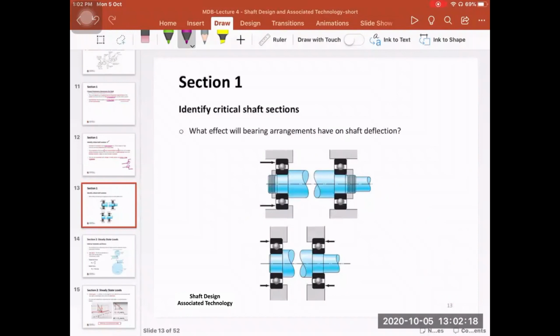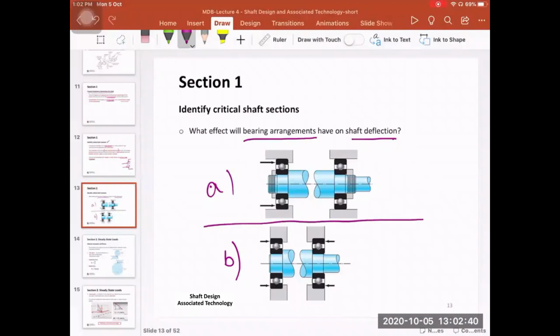The arrangement of bearings can have an effect on how the shaft is going to deflect as well. And you have two examples here. Let's say this is A and this is B. In the first one at the top, A, you have a shaft. It shows that it is continuous here, but because it's quite long, we are only considering the right and the left-hand sides. This denotes that the shaft is continuous between these two points, okay?